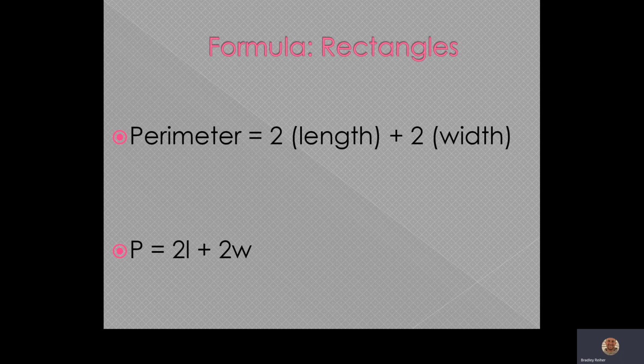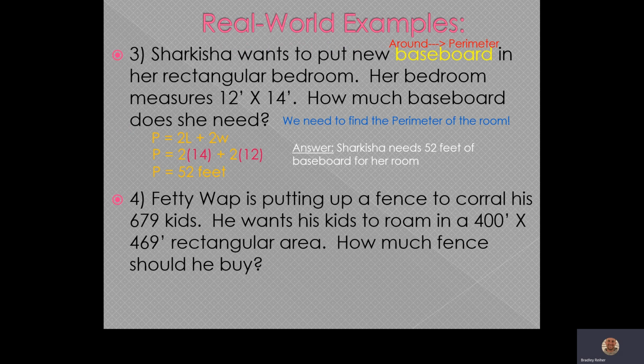So a quicker way to write the formula, at the bottom of the screen, is capital P, which stands for perimeter, equals 2 lengths plus 2 widths. We're going to put that into use with some real world examples. So let's read number 3 first.